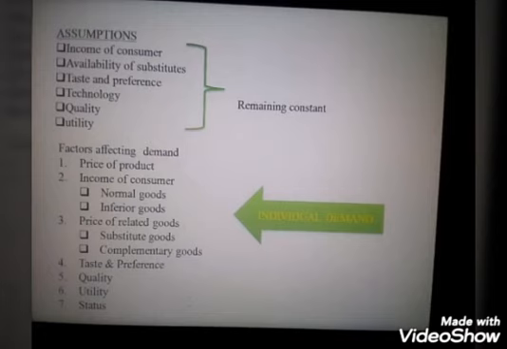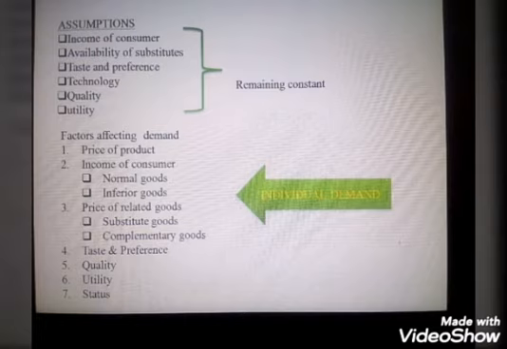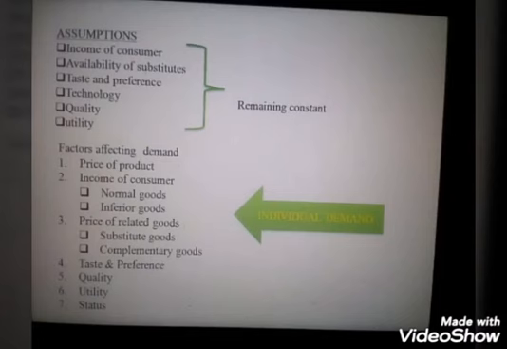Third point is the price of related goods. It includes substitute goods and complementary goods. Substitute goods are those goods which can be used in place of one another. For example, coffee and tea, toothpaste like Colgate as well as Crest, Pepsi and Coca-Cola. All these are examples of substitute goods.